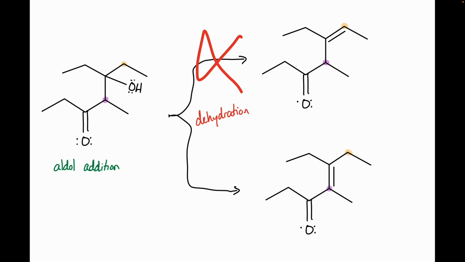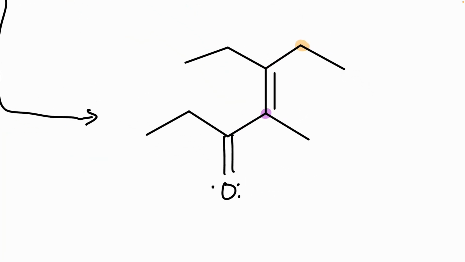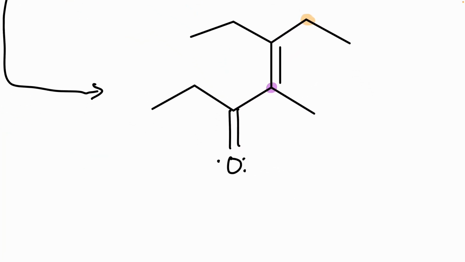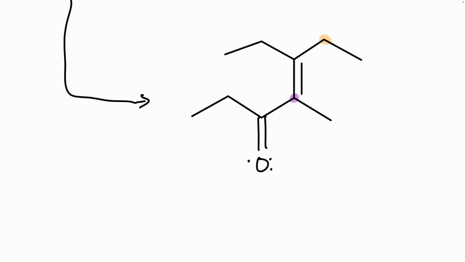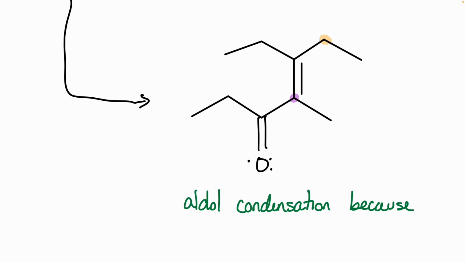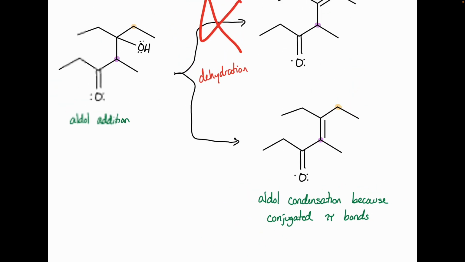All right, so let's just make note. This is what we call our aldol condensation product, because we have these conjugated pi bonds. Your dehydration product will always have conjugated pi bonds in it. Rather, your aldol condensation product.